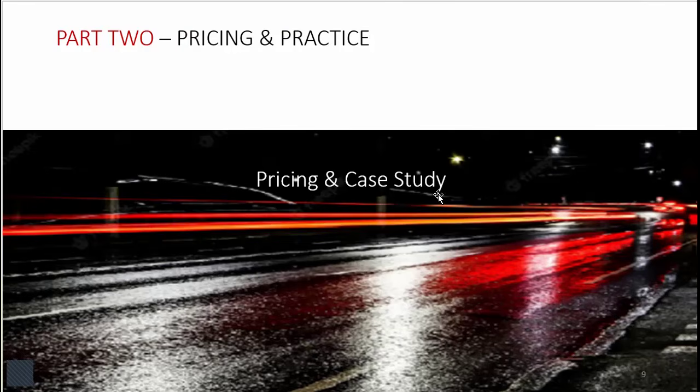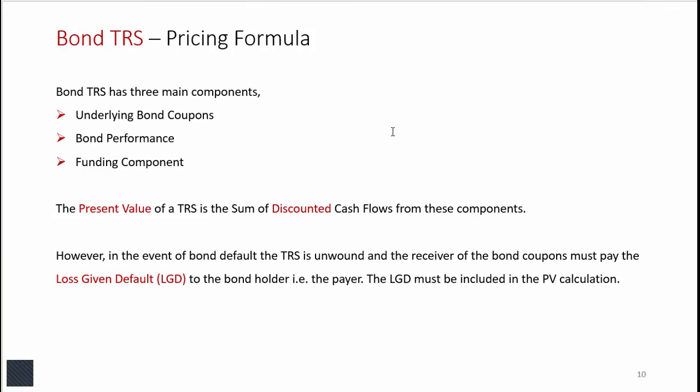Now, in terms of pricing in practice, let's have a deeper dive at how the pricing formula works, and we'll give you an example at the end as well. So the Bond TRS has three main components. There's going to be a payment of bond coupons, a payment of bond performance, and a funding component, and we take the present value of these components. So the present value of the TRS is the sum of discounted cash flows coming from these three components.